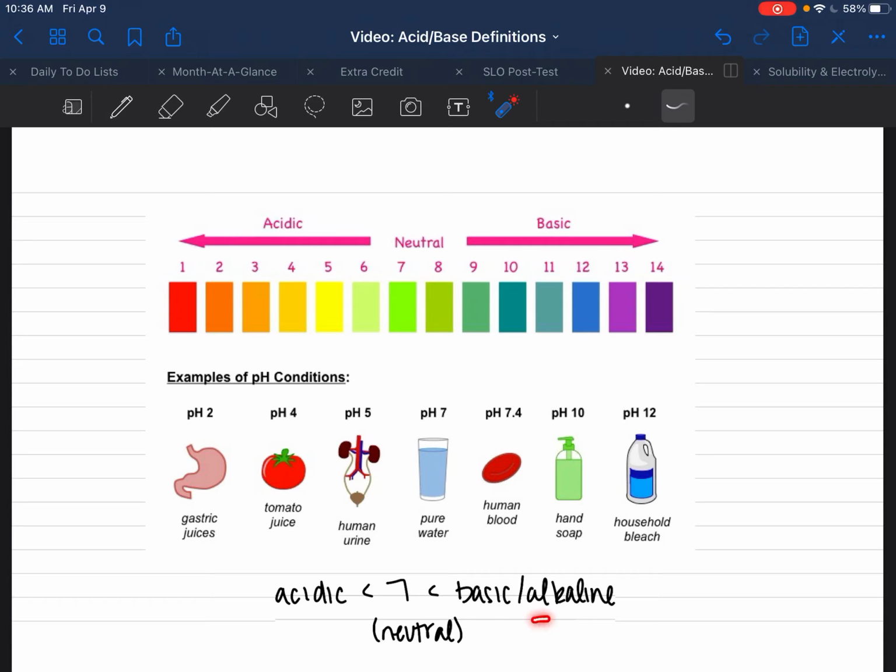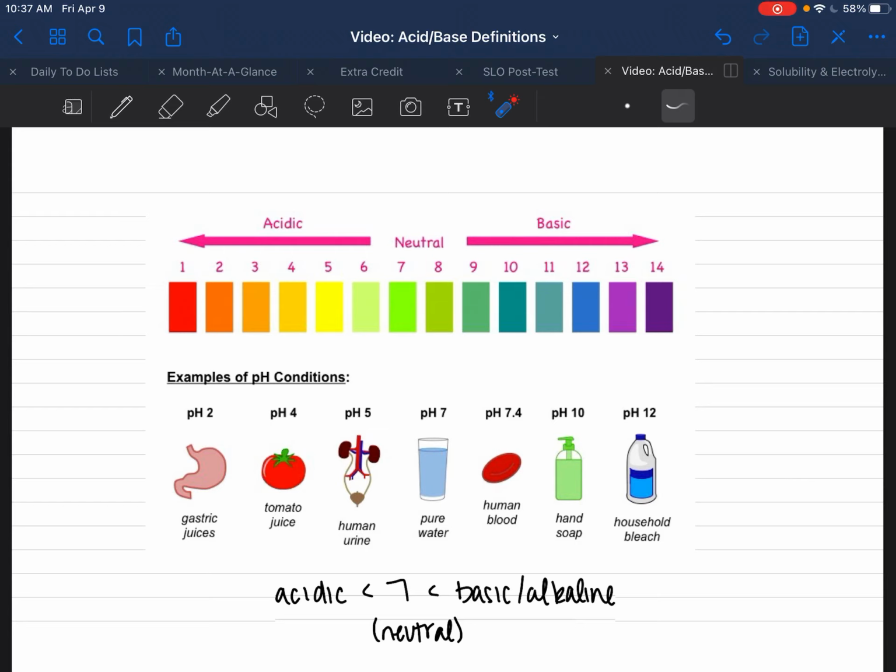I also wrote here alkaline. Sometimes you'll see basic, sometimes you'll see alkaline. Either way, it's the same thing. So why do we care about these numbers? We know that a strong acid, you would expect it to be far on the acidic side. So your stronger acids are going to be way down here in like the 1s and 2s, where your strong bases are going to be far onto that basic side. So like 13 or 14 on that pH scale.